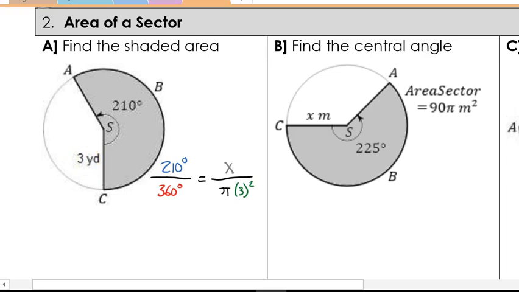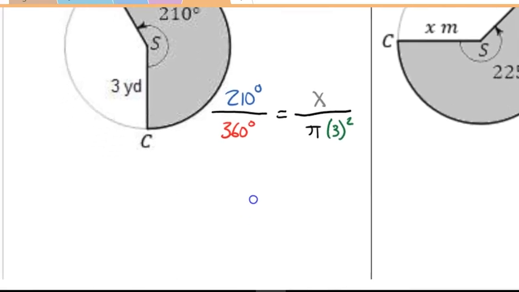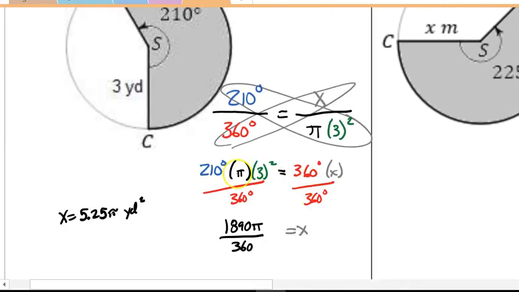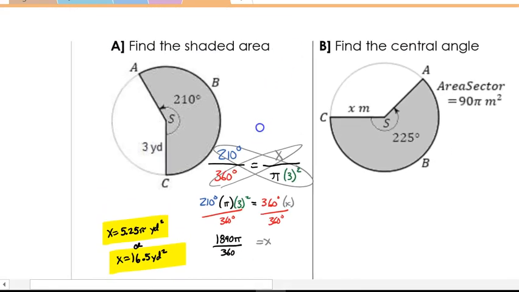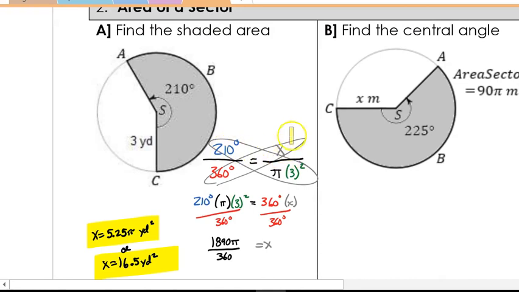So from this proportion, we're just going to cross multiply and solve from there. We're going to have to divide by 360, which gives us, if I multiply all the numbers and leave pi, 1,890 pi over 360, which goes to 5.25 pi yards squared, because we're finding an area here. Or if we wanted to actually multiply this out, that gives us x is equal to 16.5 yards squared. Once again, this comes from making a ratio of degrees to ratio of areas. In this case, we're finding the area of our sector over the full area, pi r squared.